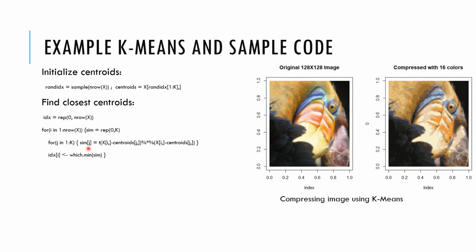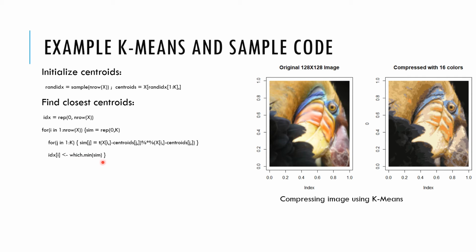So for the first row, it is calculating, and this is another variable which stores the value of the distance from each centroid. In the first for loop, we pick up the first row, and then in the second for loop, we calculate the distance of the first row from each centroid and store it in this variable. Then when we come out of the second for loop, we are using the which dot min function.